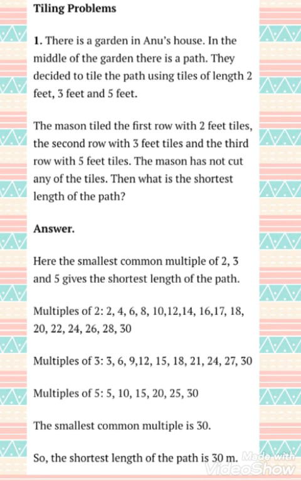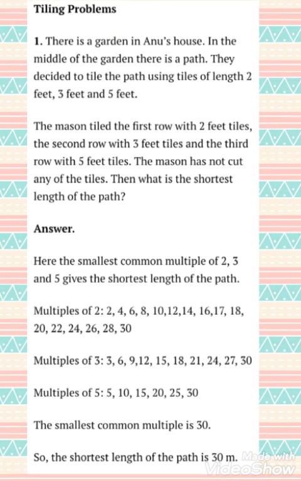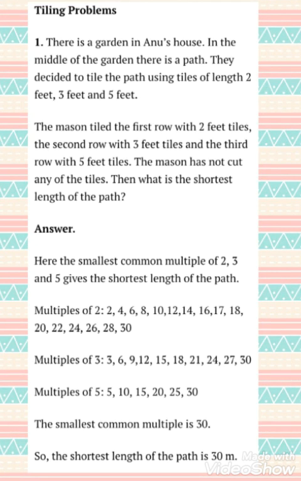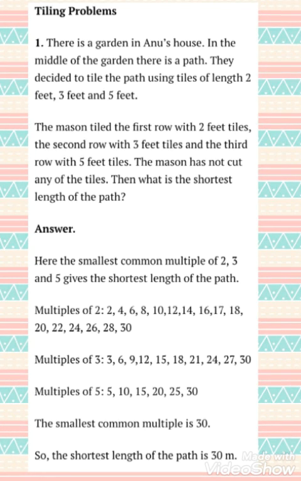So we are going to find out the shortest length of the path that can be in the garden which we are tiling. Answer: here the smallest common multiple of 2, 3 and 5 gives the shortest length of the path. Multiples of 2 are 2, 4, 6, 8, 10, 12, 14, 16, 18, 20, 22, 24, 26, 28, 30. Multiples of 3 are 3, 6, 9, 12, 15 and so on. Multiples of 5 are 5, 10, 15, 20, 25, 30. The smallest common multiple is 30. So the shortest length of the path is 30 meters.